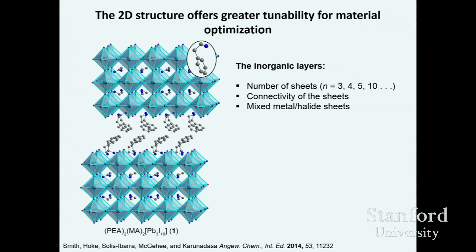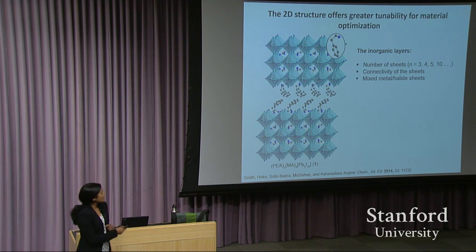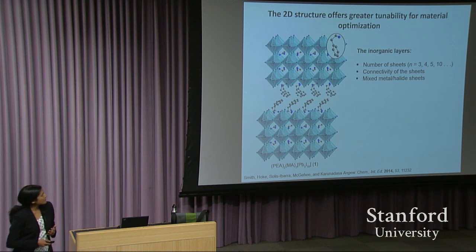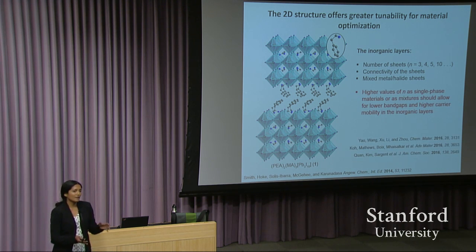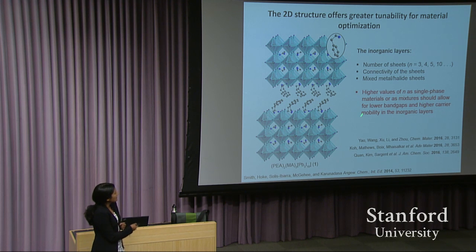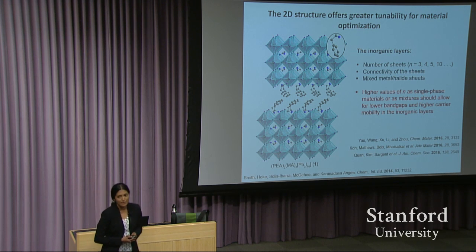We can change the connectivity of the sheets. So instead of slicing this way, we can slice in a different orientation. And of course, we can change the metal and the halides. And in this work, we proposed that if you were to use a different ratio of small to large cations, we can form not single-phased, but mixtures of materials with larger values of N, and that these materials should have lower band gaps and higher carrier mobility. And very recently, using small and large cations, these groups have shown that you indeed can achieve the higher efficiencies with 2D perovskite devices.